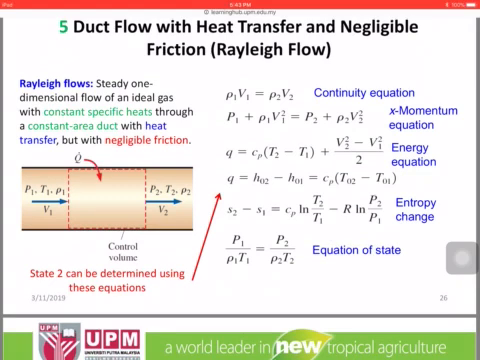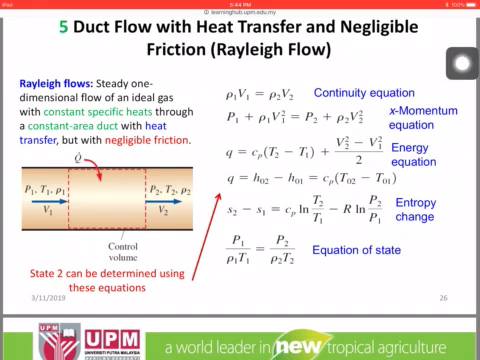Okay, what is Rayleigh flow? Rayleigh flow is steady one-dimensional flow of an ideal gas with constant specific heat through a constant area duct, with heat transfer but with negligible friction. So we consider only heat transfer but no friction.